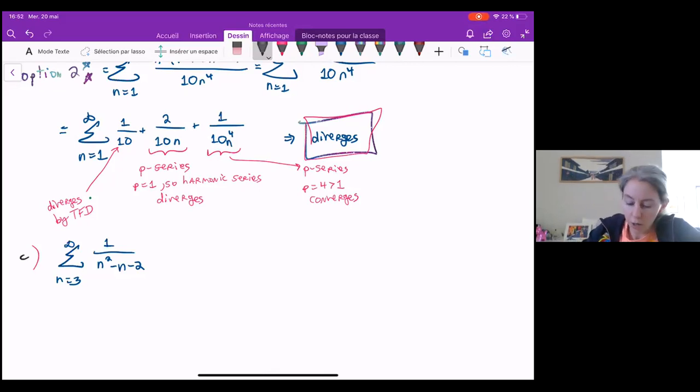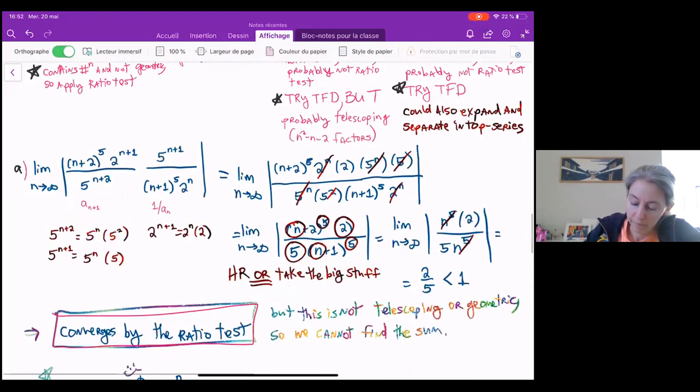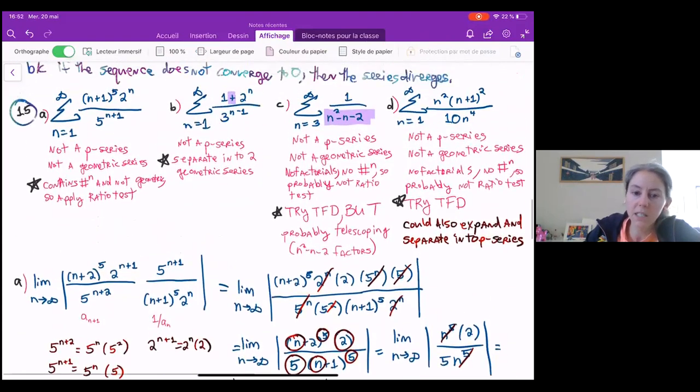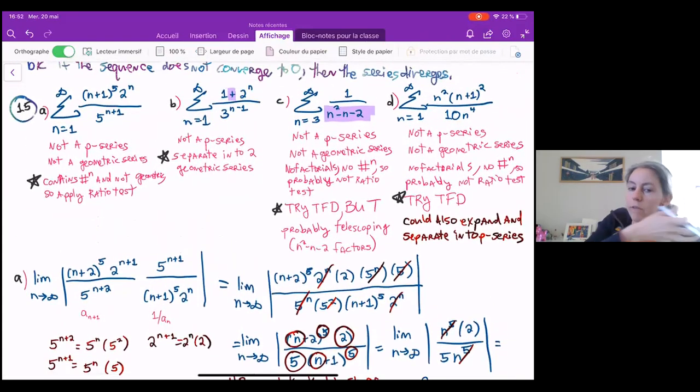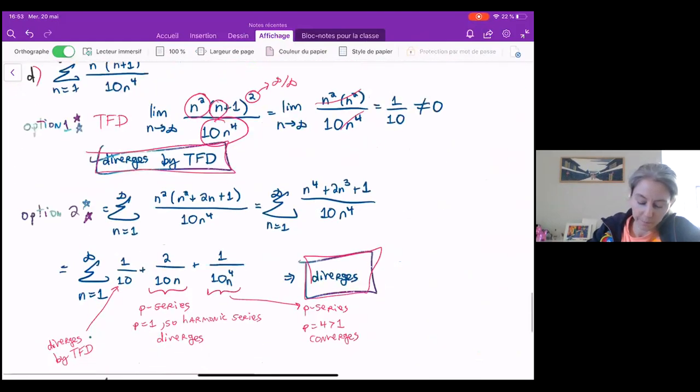Okay, so here we had gotten to the point where we were like, it's not a p-series. It's not a geometric series. It doesn't contain factorials or numbers to the power of n, so probably not ratio test. So we're going to try the test for divergence, but we're also going to recognize that n squared minus n minus 2 factors. So maybe this is telescoping. So we're going to start off with the test for divergence.